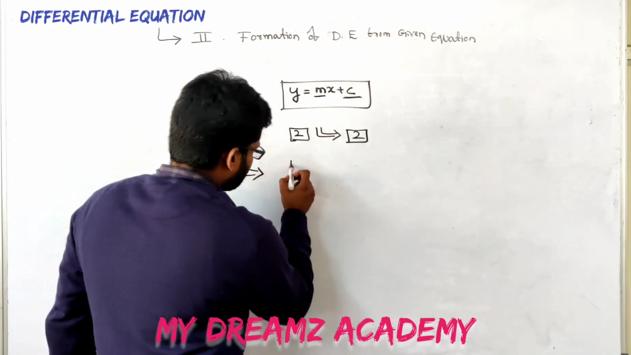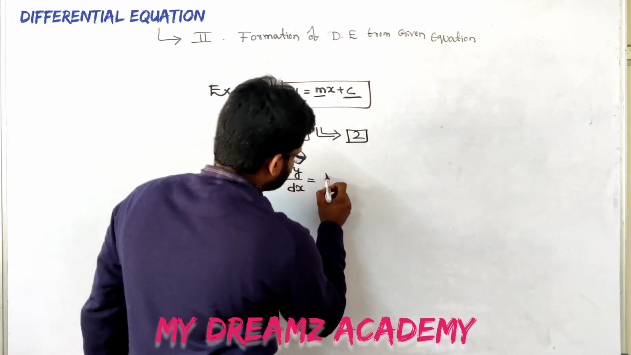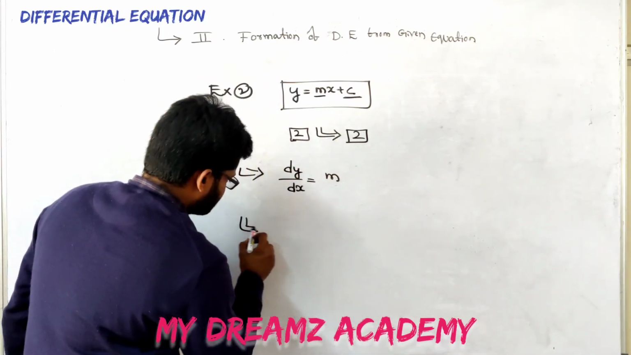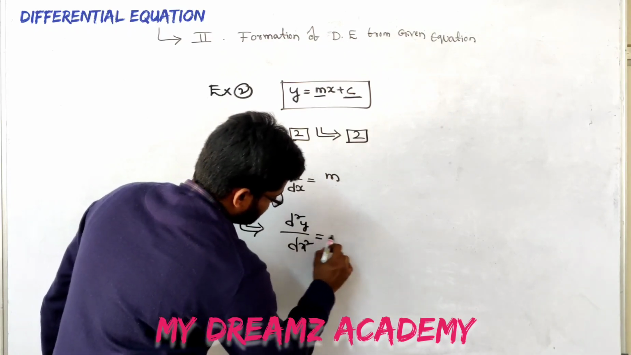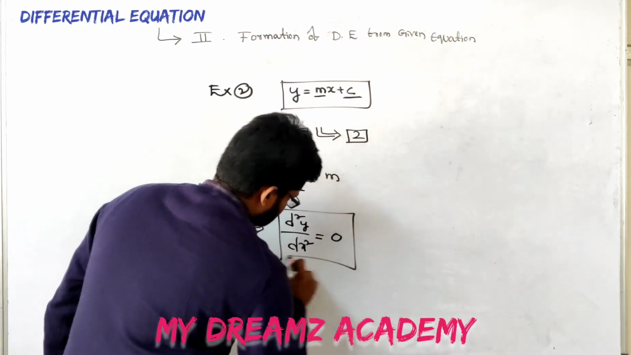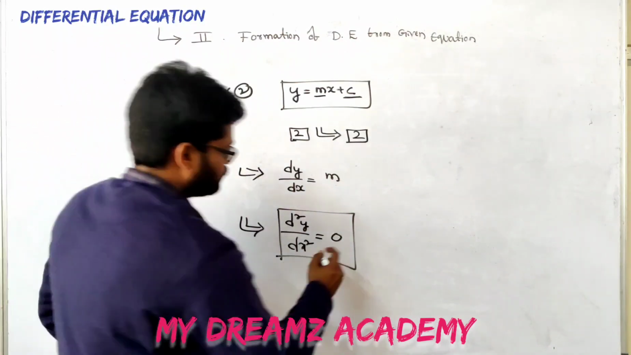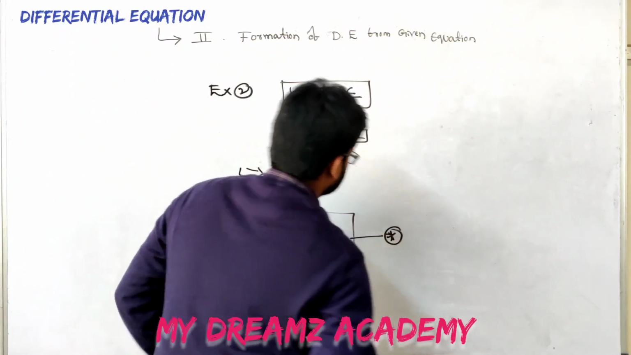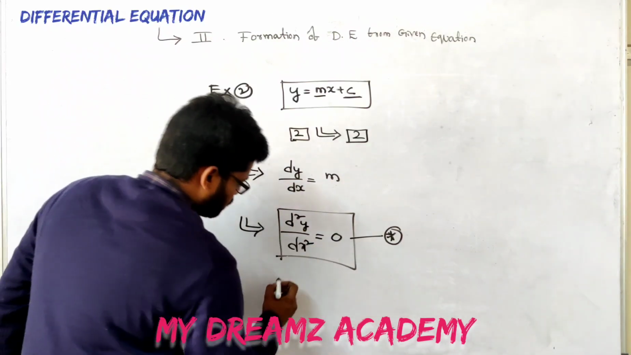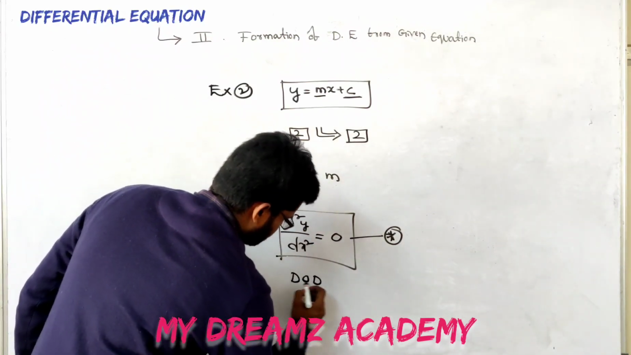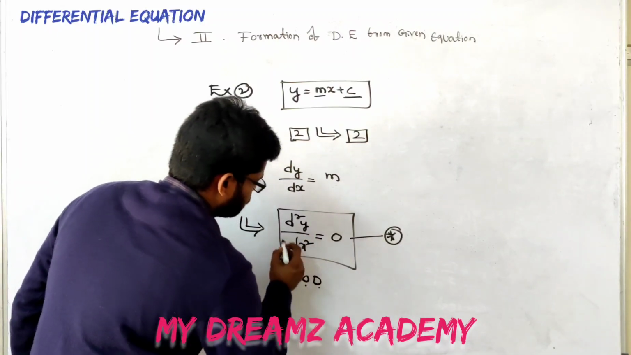For the first differentiation, dy by dx is equal to m. Differentiate again: d square y by dx square is equal to 0. Does this equation contain any arbitrary constants? No. So this is the final solution. What is the order and degree of this given solution? We need to see the differential coefficient. The order is 2, degree is 1.